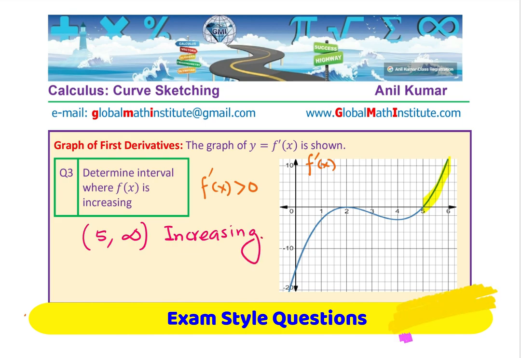Many students get it wrong. They think wherever this graph is going up, it is increasing. No, it's the derivative being positive. And that's the only portion, correct? So I hope this is absolutely clear to you, right? In case of doubts, you can always contact me on the address given.